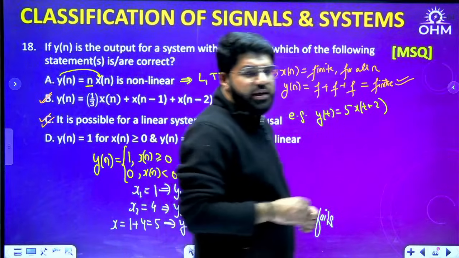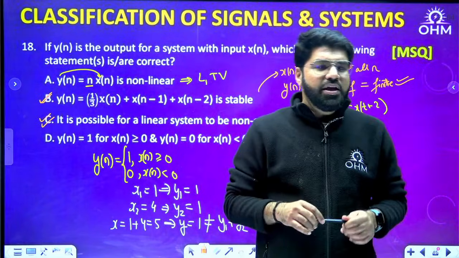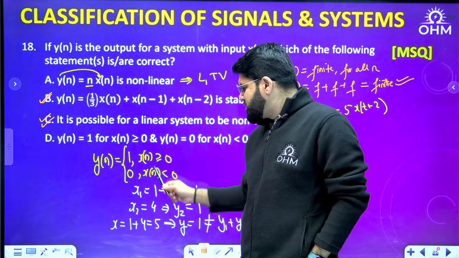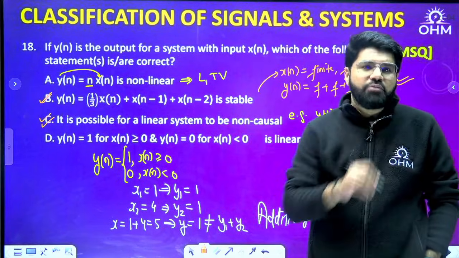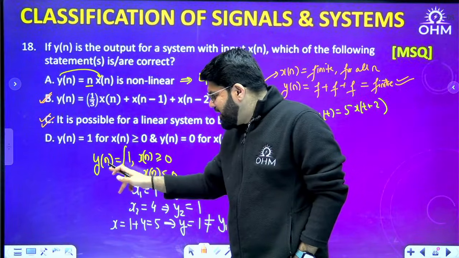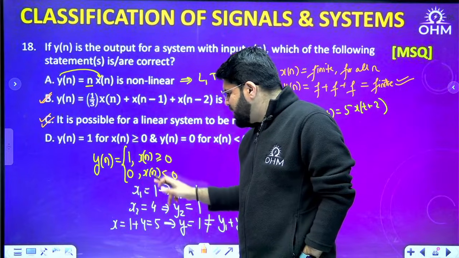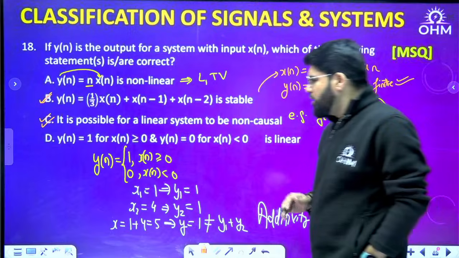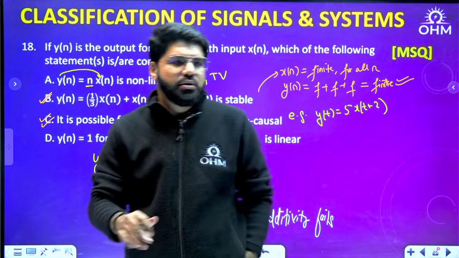Yes, you can check the causality for option D. It is going to be causal. To calculate output at any instant, the input is required at the same instant, only the present value, so causal as well as static. To calculate output at any time t, input value is required at the same time t or n. Same concept. You can check causality and it is causal only.